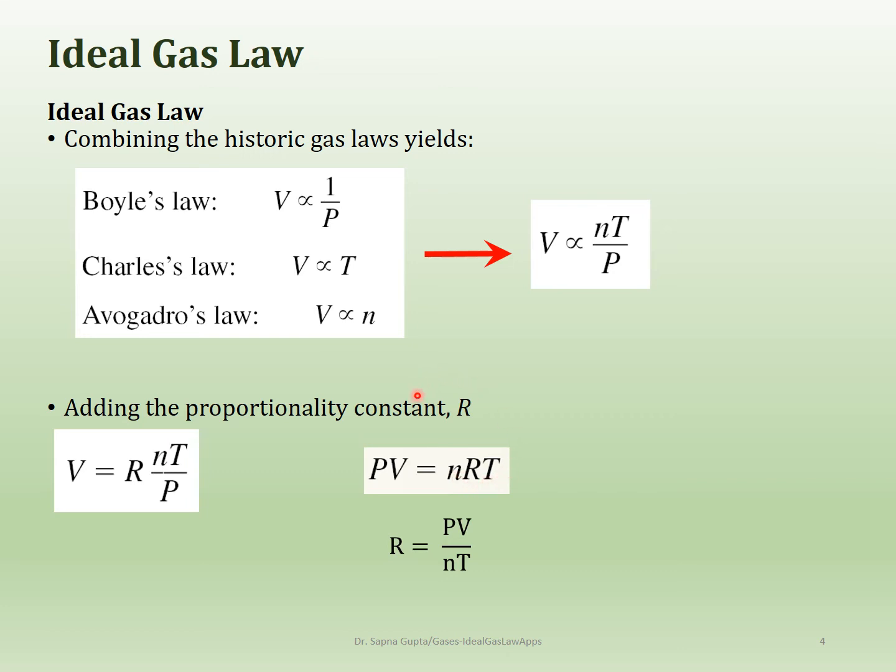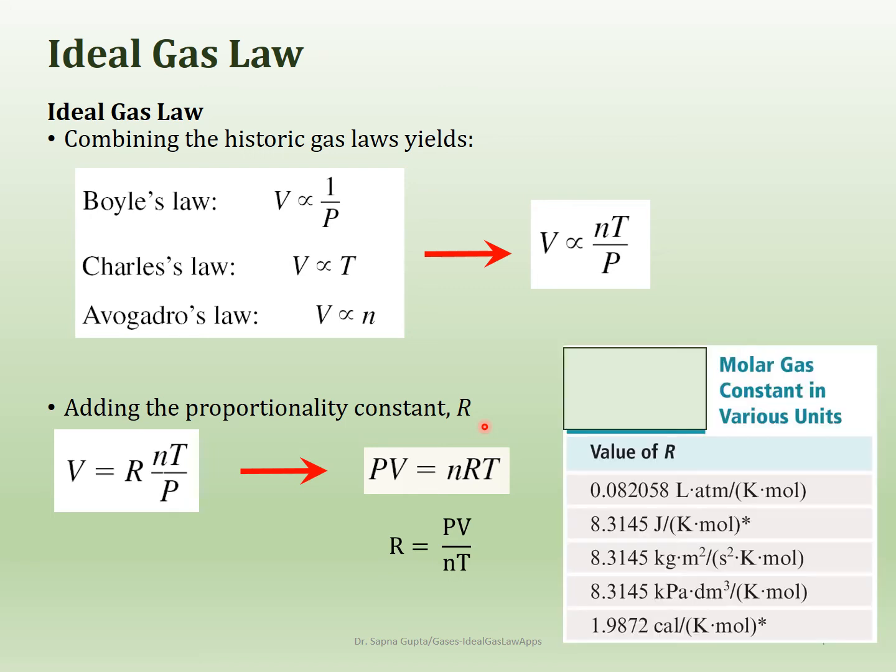So now R actually has to have a number to it. We just can't let go of R. And so the way we get the number is this. This is a chart that's given in your textbook also, not exactly the same one, but similar. In that chart you will find all the values of R. Now why do we have so many values of R? That has to do with the kind of units you're using. So if you look at the first one, we have 0.082058 liters atmosphere divided by Kelvin mole.